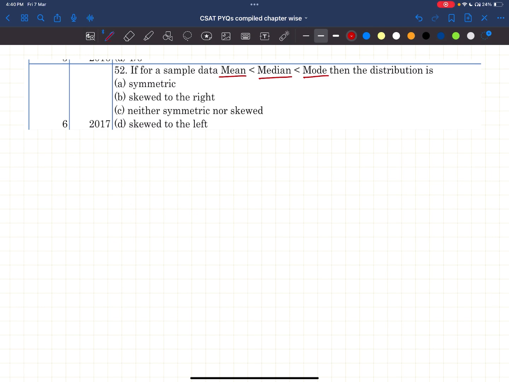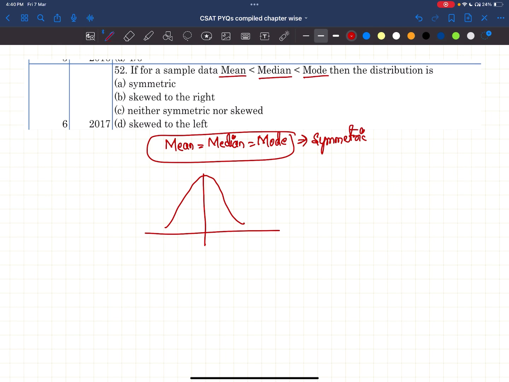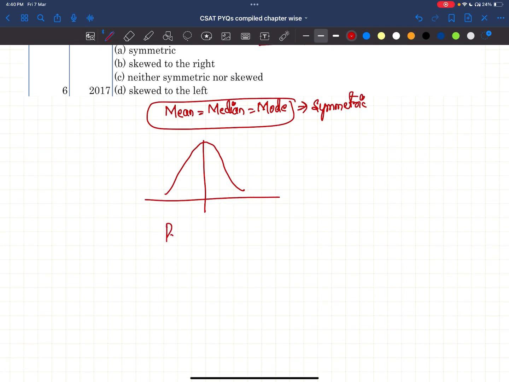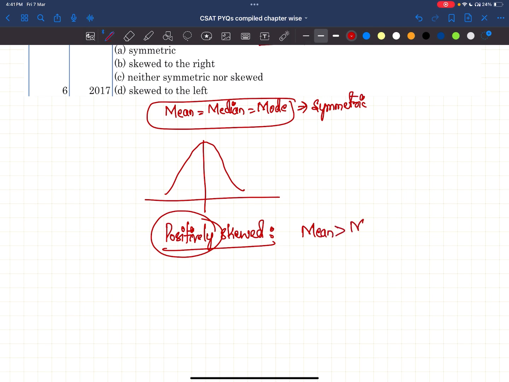Now see, when mean is equal to median is equal to mode, it is called symmetry. It will be like this. When positively skewed, right? Positive means what? Mean greater than median greater than mode. We'll simply try to remember it this way.